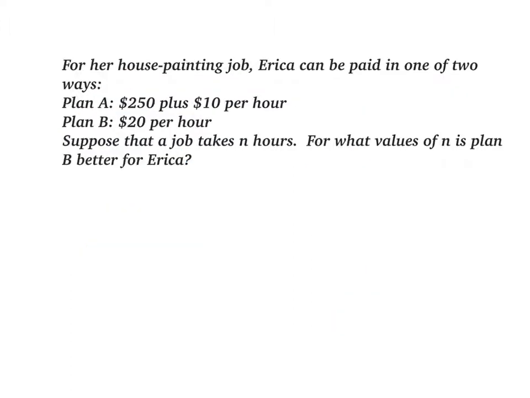One more problem. All right, for her house painting job, Erica can be paid in one of two ways. $250 plus $10 an hour, not bad, or $20 an hour flat. Suppose that a job takes n hours. For what values of n is plan B better? Which means for Erica, the better one is how does she get paid the most? So we want to know when plan B is greater than plan A.